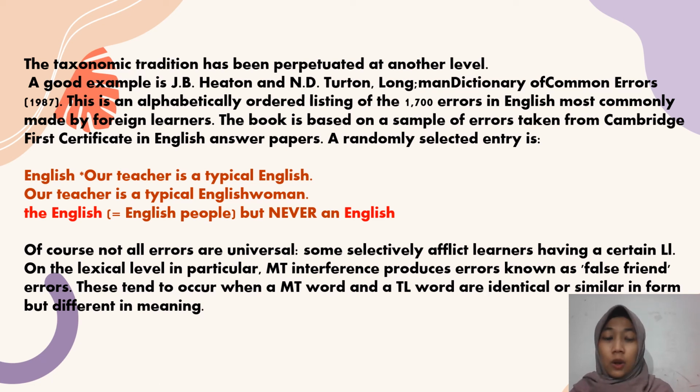Of course, not all errors are universal. Some selectively afflict learners having a certain L1. On the lexical level in particular, interference produces errors known as false friend errors. These tend to occur when an L1 word and a TL word are identical or similar in form but different in meaning.